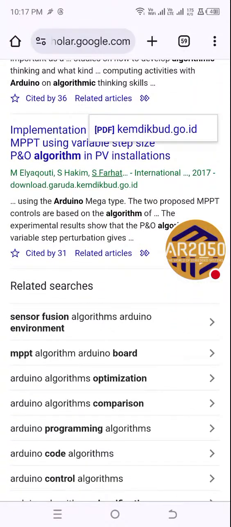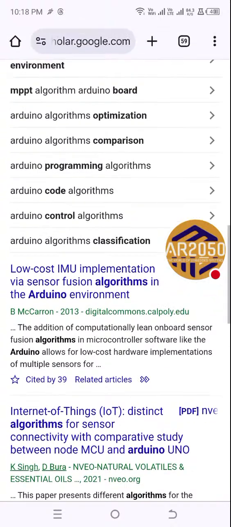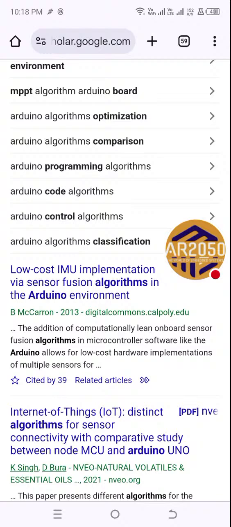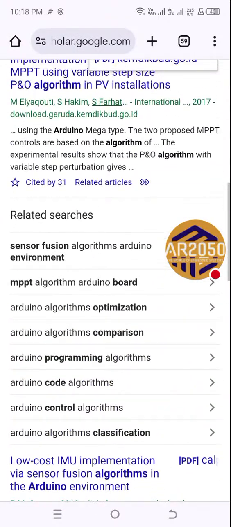Yeah, the sensor fusion algorithms. So, low cost IMU implementation via sensor fusion algorithms in Arduino. Arduino algorithms classification. Well, low cost IMU implementation, that is also one of the good ideas.